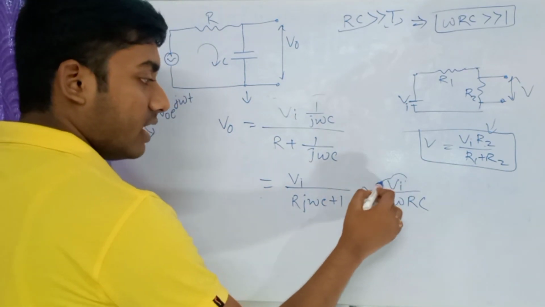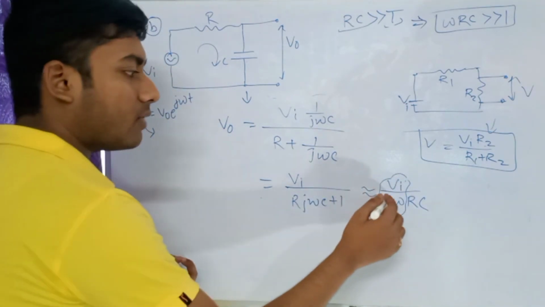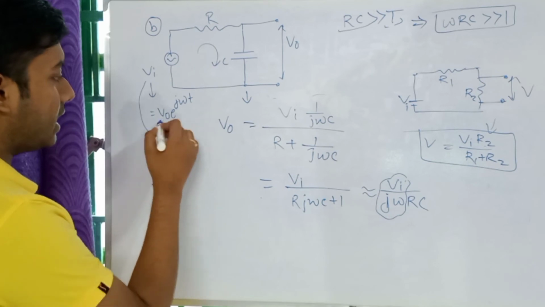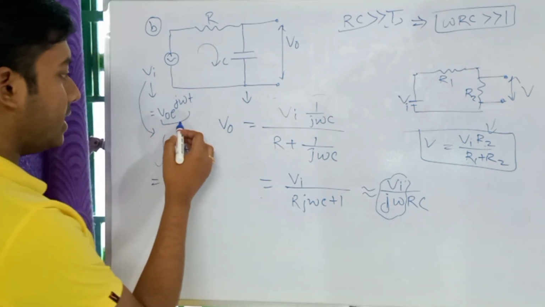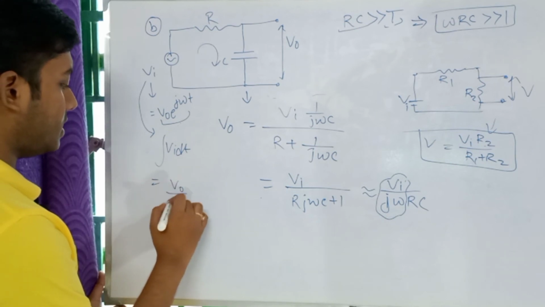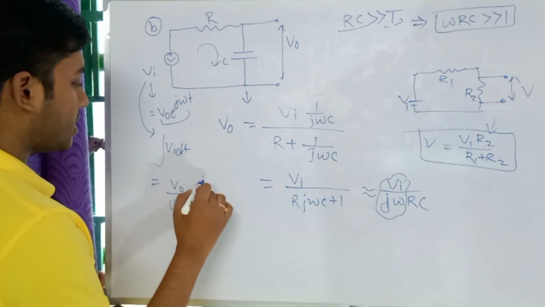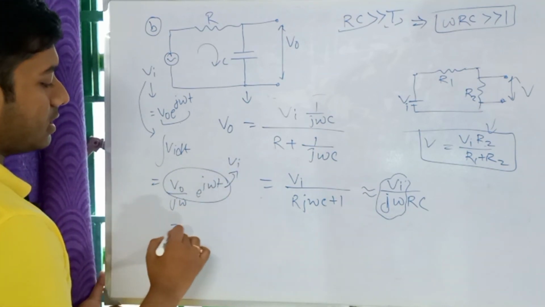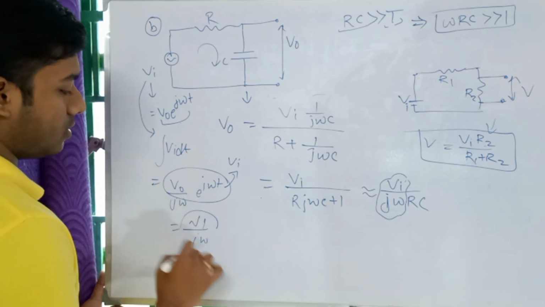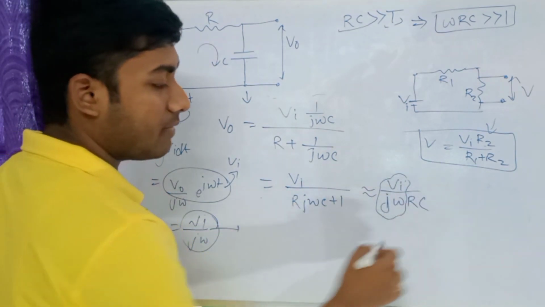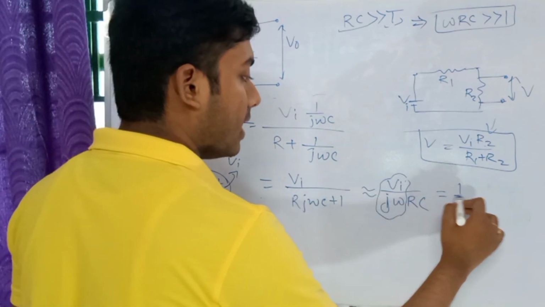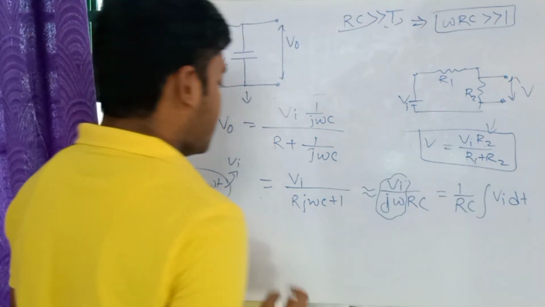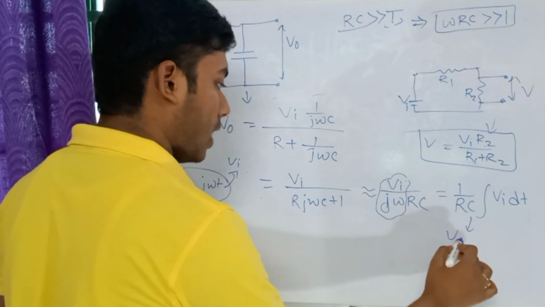Now this V input divided by j omega, you can easily guess what this is. This is just the integration. If we integrate Vi dt, we get V naught divided by j omega into e to the power j omega t, and this upper term is our Vi. So this will be Vi divided by j omega. Vi divided by j omega is our integration. So 1 by RC integration Vi dt is our V output.